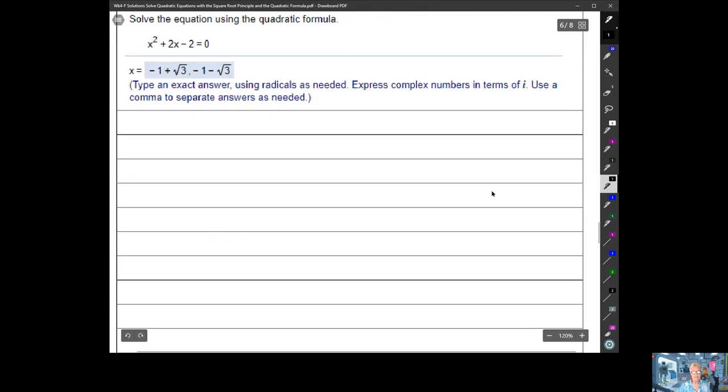Let's do another one. Then we're going to go back to each answer and talk about its name. Its name is important. We have x squared plus 2x minus 2 equals 0. There's a 1 there. A is 1. B is 2. C is negative 2.